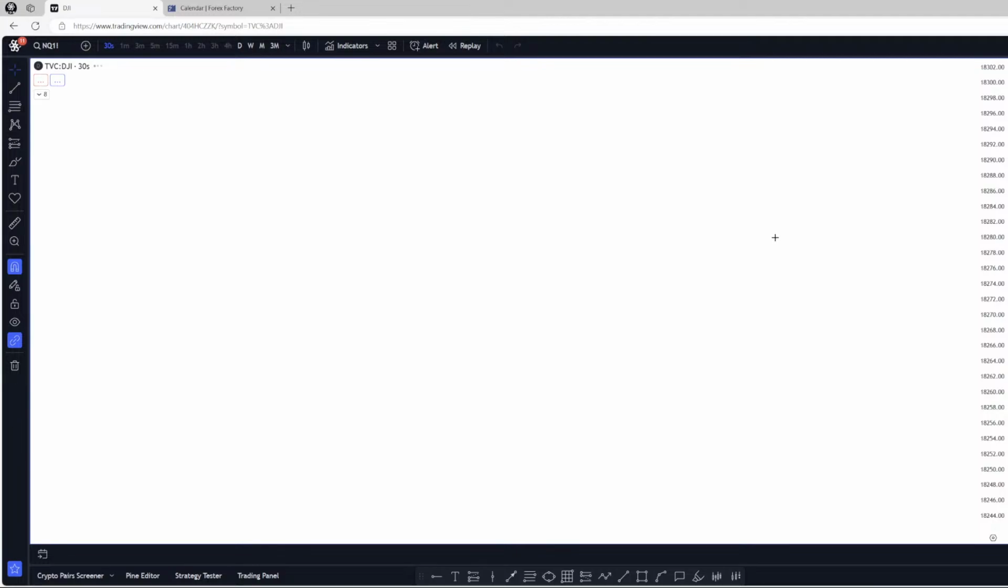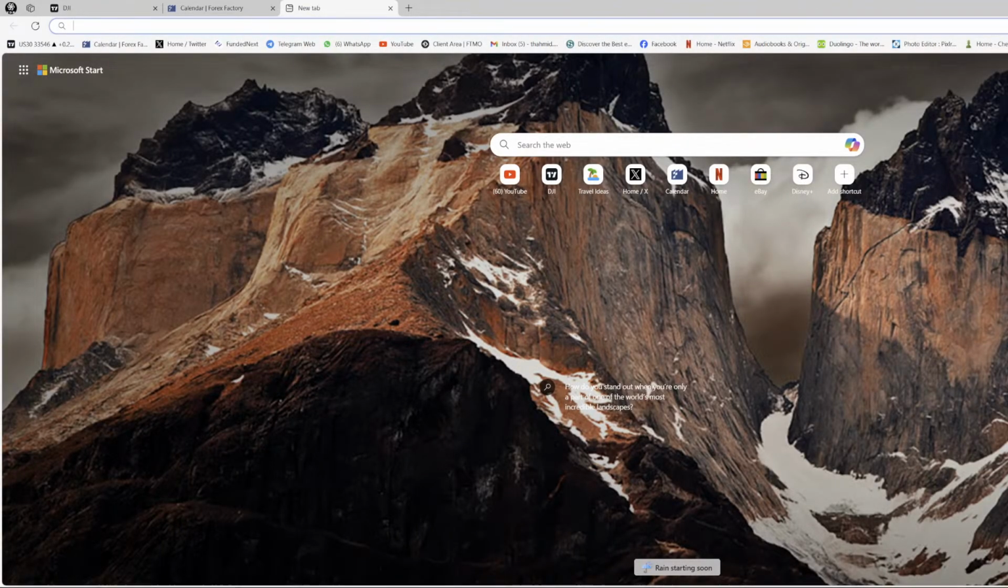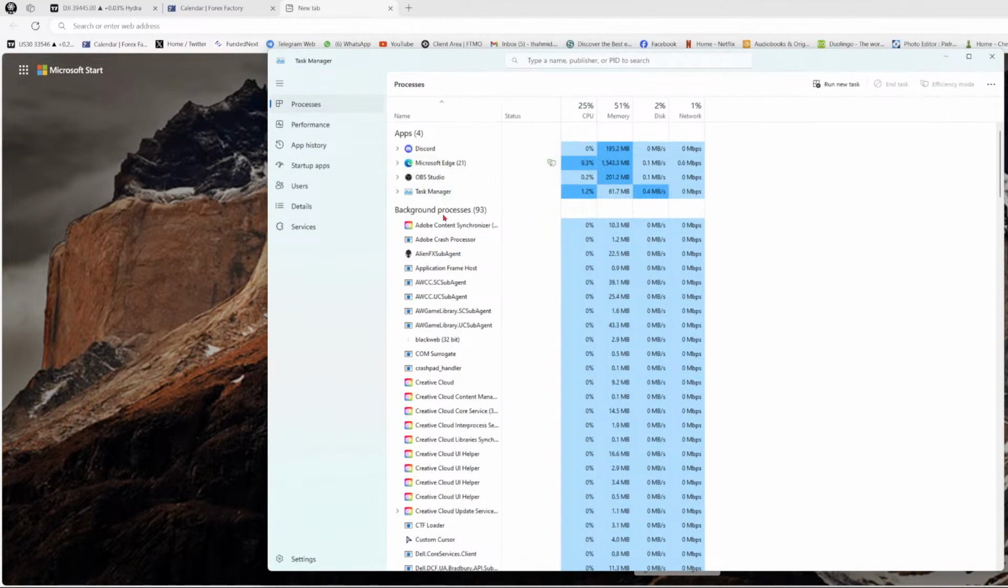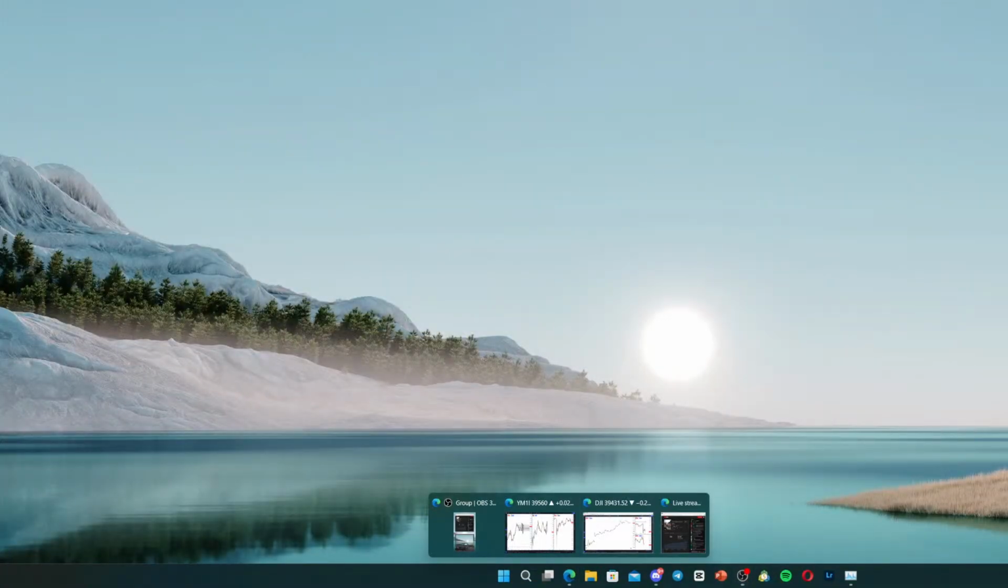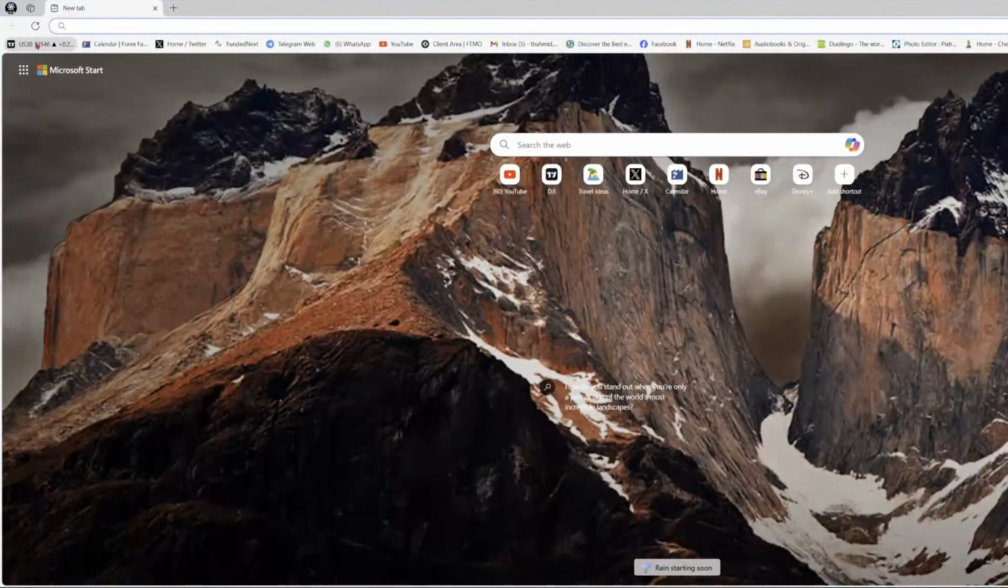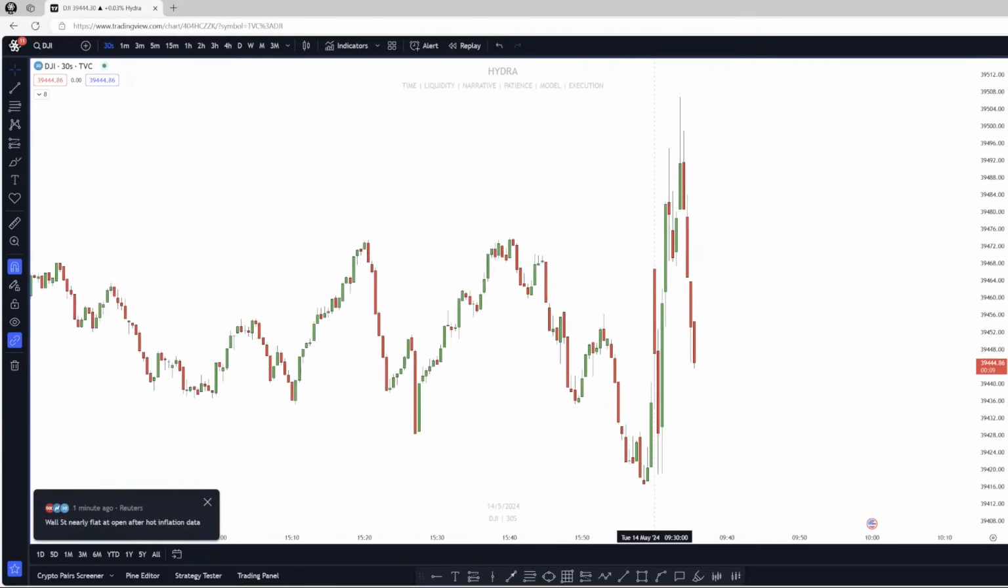Are you guys facing the same thing? Now it's happening on every monitor. I think I probably will have to restart my PC. This is crazy. Let me try to pull up the task manager and close it from here. I have so many browsers open. Okay, I think we are good now. Yeah, we are good now.